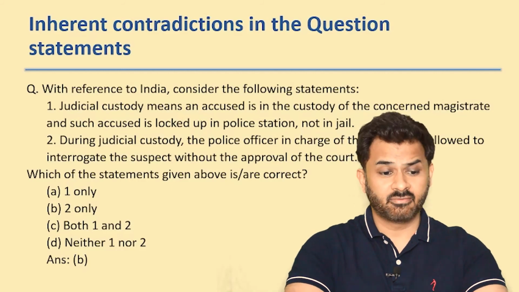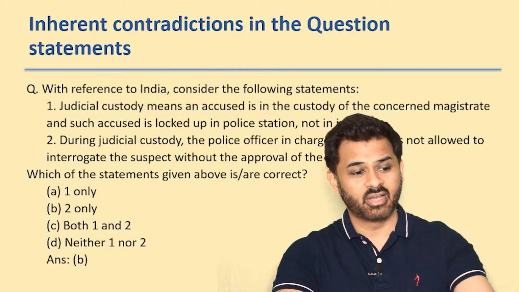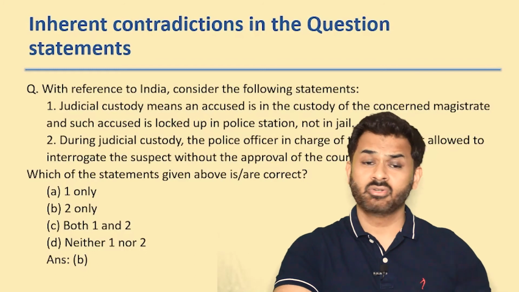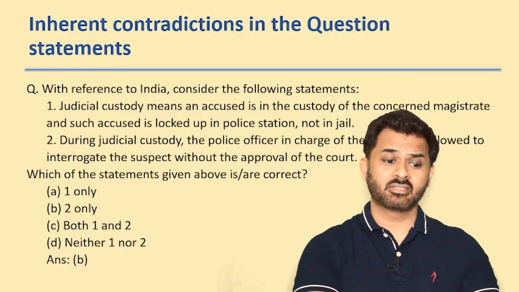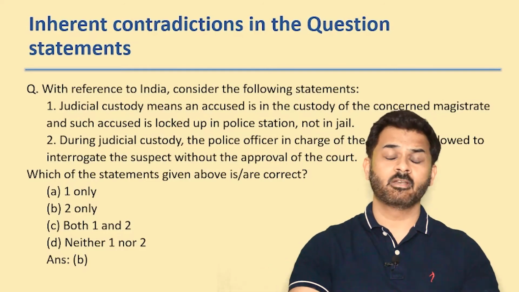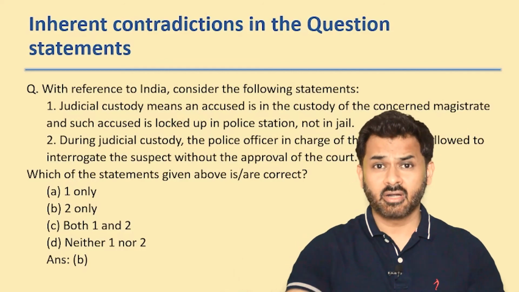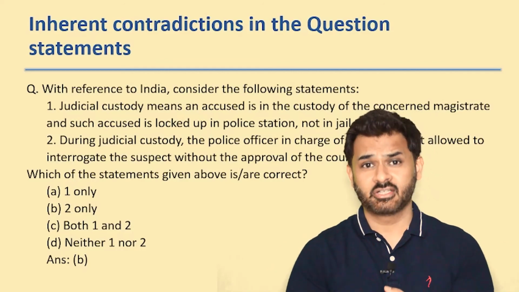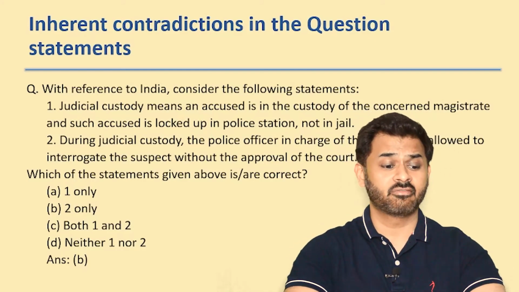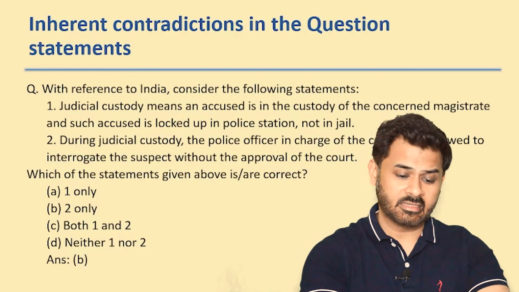Like for example, in the first one, now this is an easy question again and you would know that, but just to demonstrate how the inherent contradiction arises. On one hand, you are talking about judicial custody, right? On the other hand, you are saying that the person is being put up in the police station. Now obviously you are putting someone in judicial custody so as to reduce the arbitrariness of the police, so he's not under police control. So there's a definite contradiction. Why will you be locking up in the police station and not in jail? Statement 1 is definitely wrong in this case because of the inherent contradiction in the statement of the question.